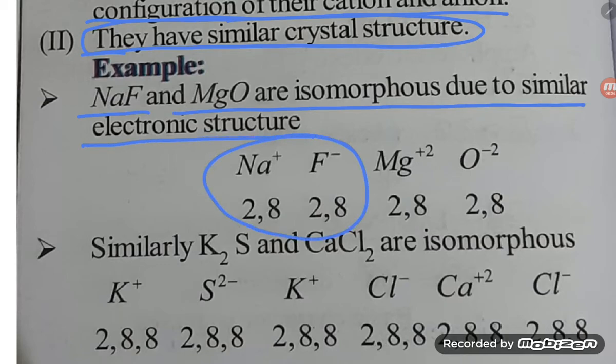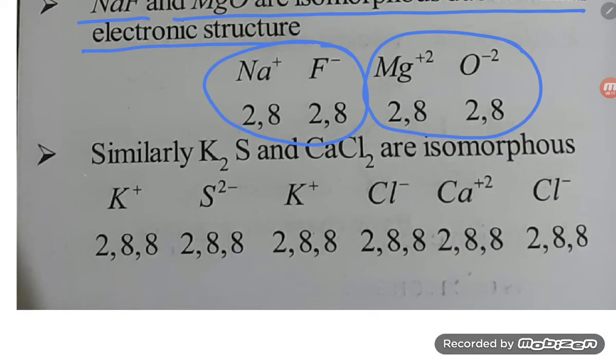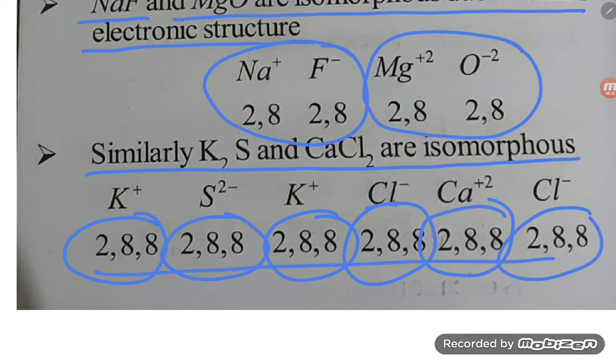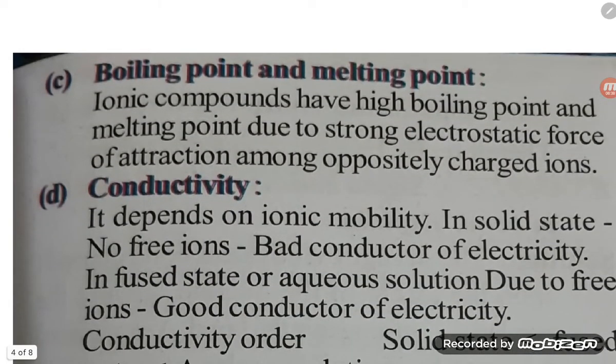In NaF you see 2,8 and 2,8 for Mg2+ and O2-. So the same number of electrons are there, so they are isomorphous. Similarly, K2S and CaCl2 are isomorphous. Here K+ is 2,8,8, S2- is 2,8,8, Cl- is 2,8,8, and Ca2+ is 2,8,8. They all have an equal number of electrons in the cationic and anionic forms, so they are isomorphous.